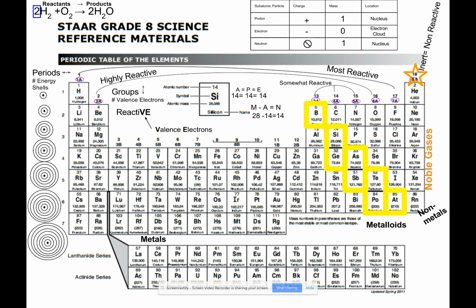So the first thing I want you to do is draw a rectangle around that large 2 in front of that chemical formula and write that this is the coefficient. That large number in front of that chemical formula, or at the beginning of a chemical formula, tells you the number of molecules present.